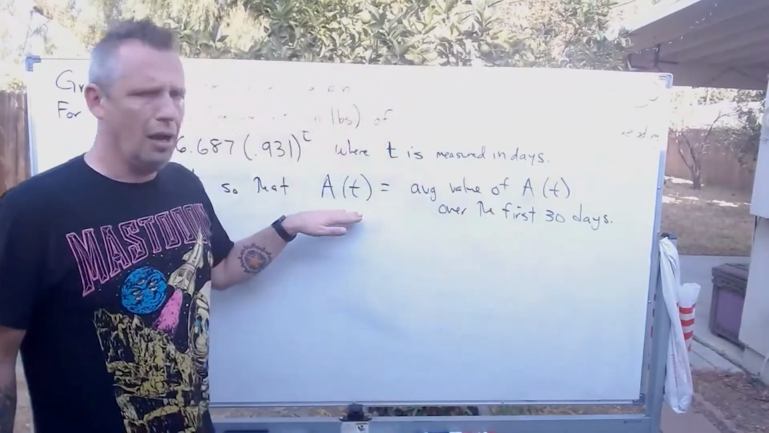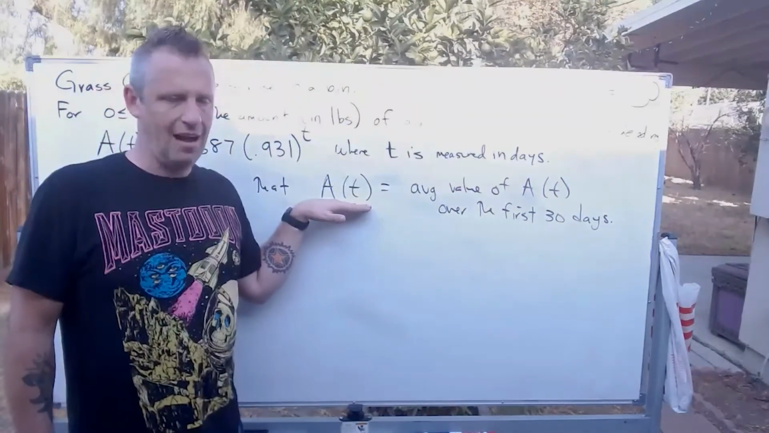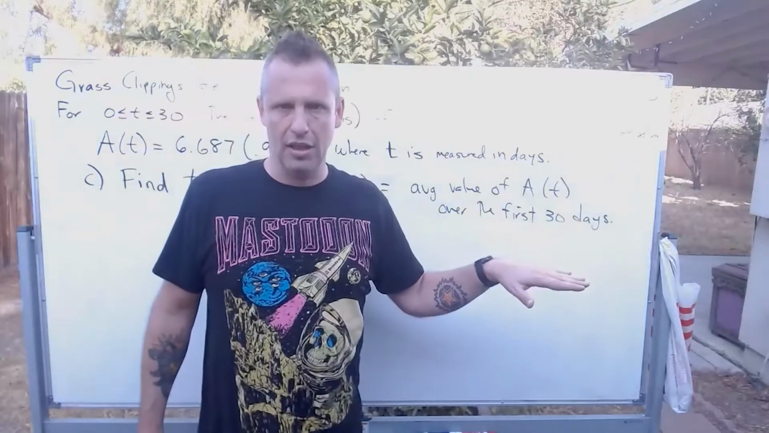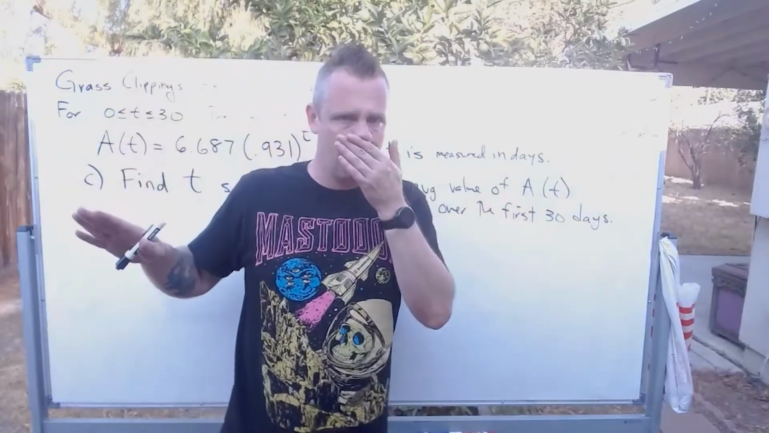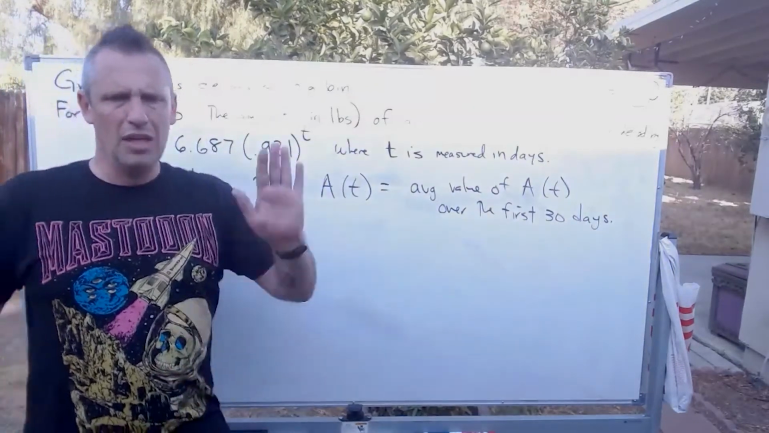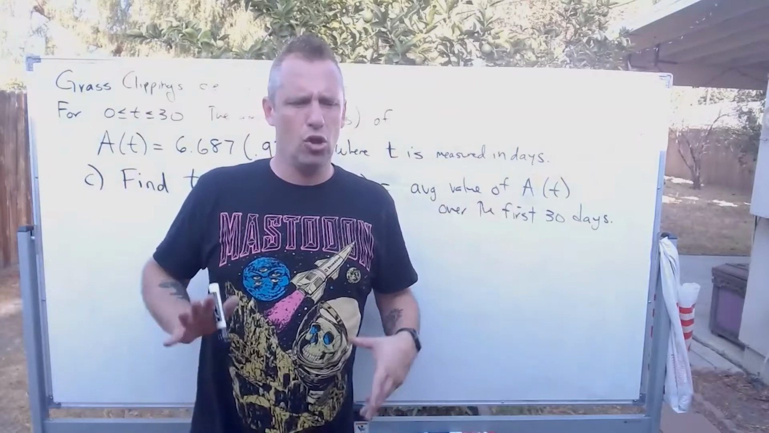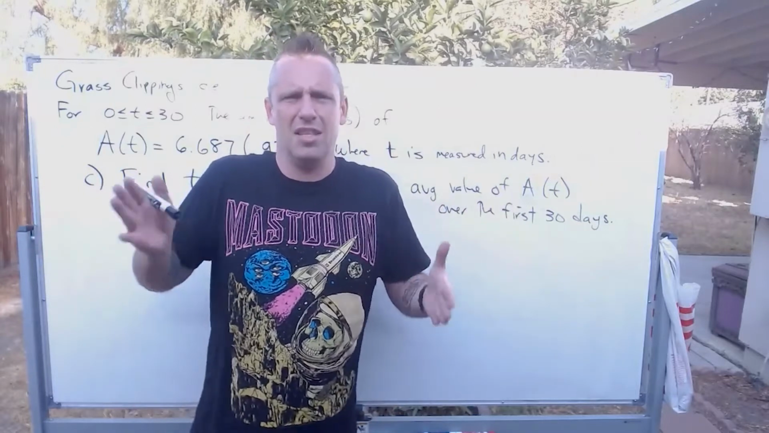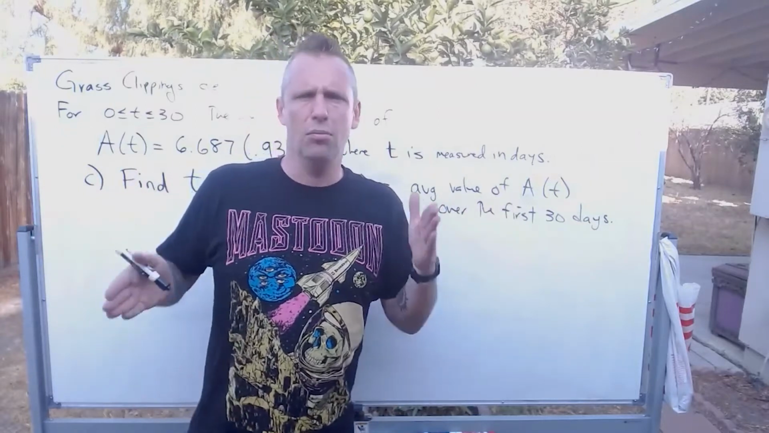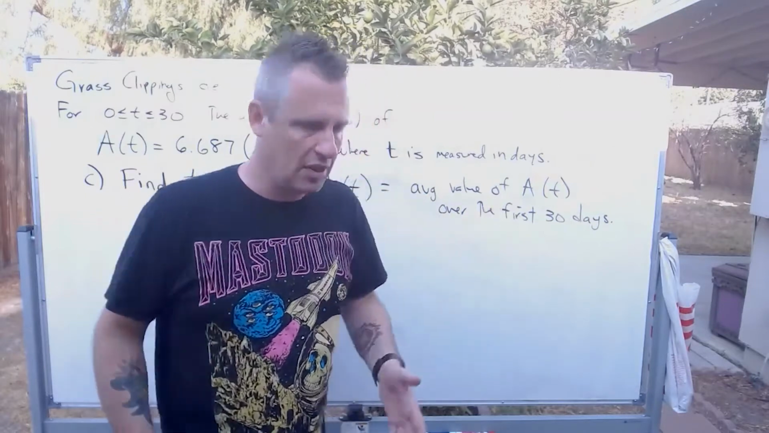I want to add up all of the different amounts of grass clippings that I have in the bin over these 30 days. Of course, there are infinitely many different amounts because we start off at 6.687 and we hit all of the different values in between there. And then I want to divide by the total number of times that I looked at how much grass clippings there were, which again is like infinite. So here's how we end up dividing it.